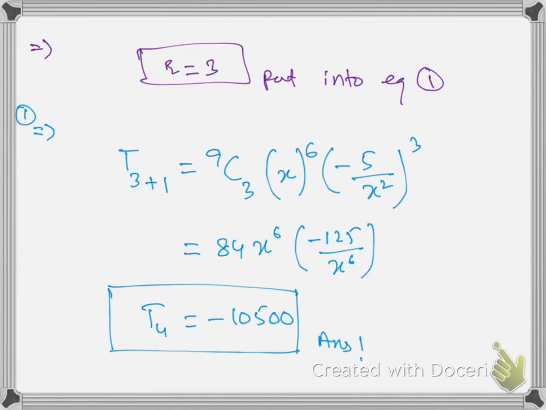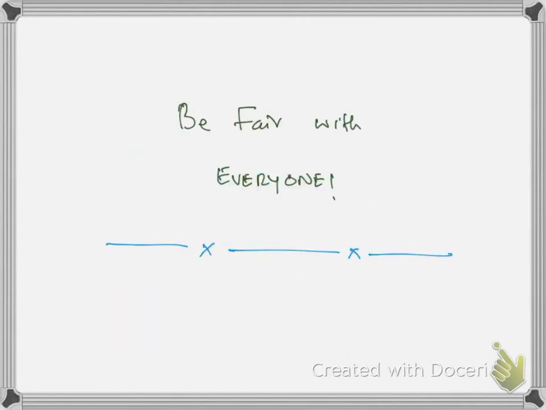As soon as you get the value of r, substitute r back into equation number 1. This was equation number 1. So I substituted r here, here, and here. Now just get the simplified form. So this is the answer of the term which is independent of x.